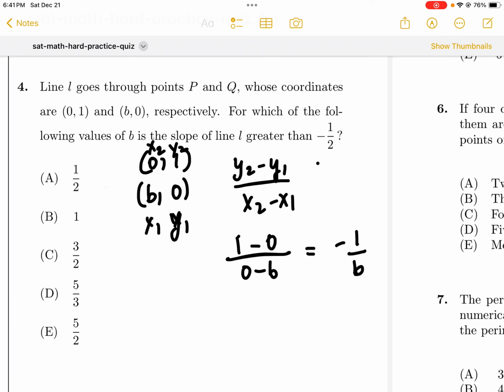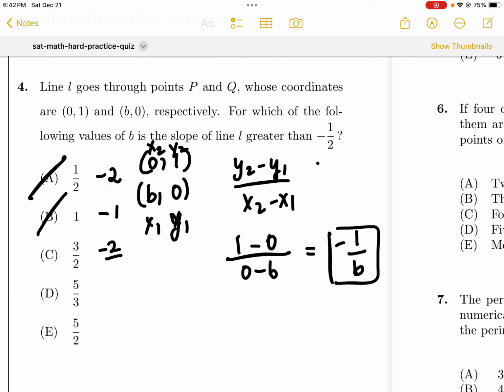So, for which of the following values of b is the slope of the line greater than negative 1/2? Right? So what we're doing with the slope, our slope is negative 1 over b. We have our different values of b, and with our different values of b, we're going to take the negative reciprocal of each to get our slope. So if b was 1/2, our slope would be negative 2. That's no good. It's not greater than negative 1/2, it's less. Now if it was 1, it would be negative 1. That's also less than negative 1/2.